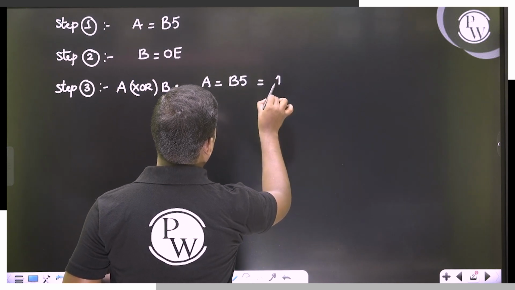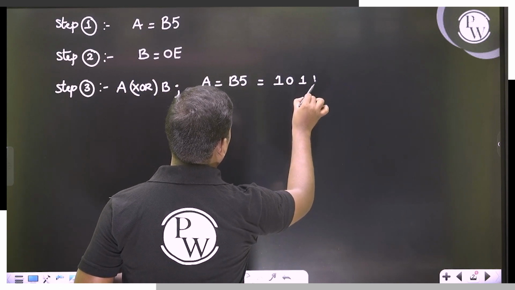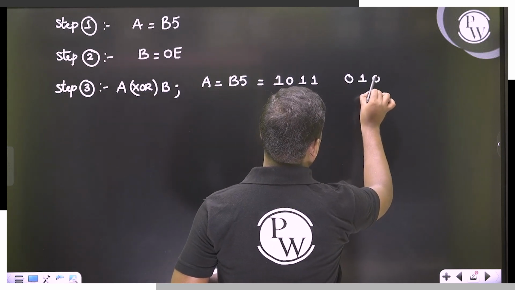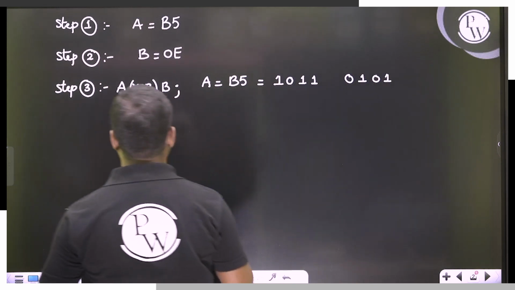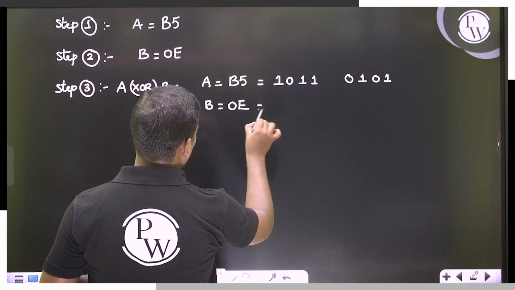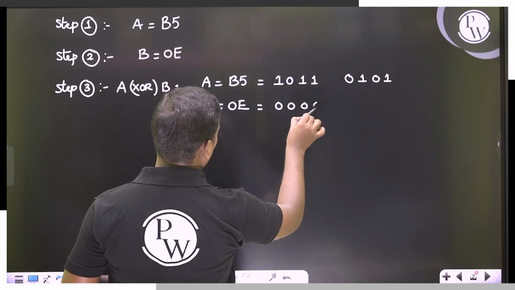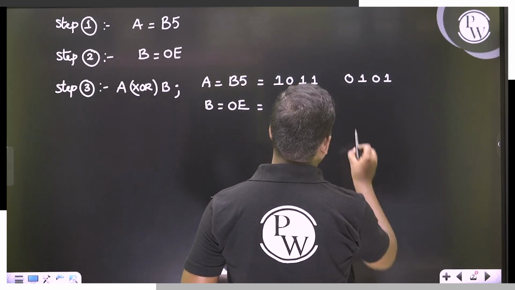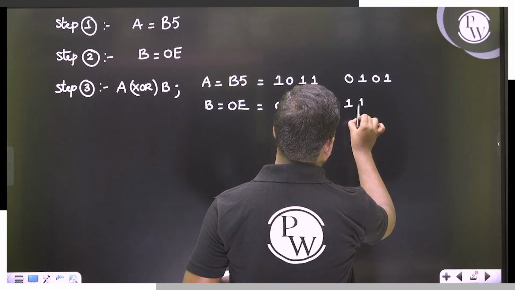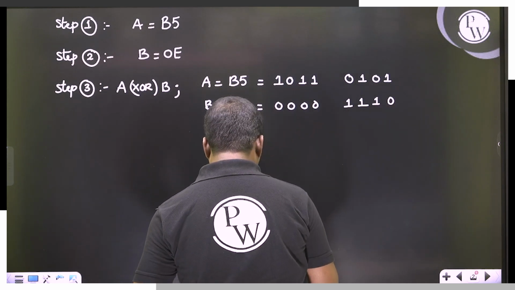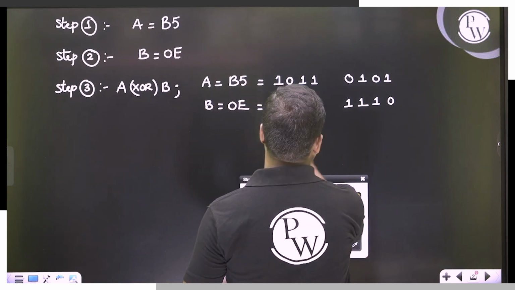B5 means it is 1011 0101. Next, B is 0E. That is 0000, and A is 10, B is 11, C is 12, D is 13, E is 14. So that means 1110. You must be very clear about this. Be careful in solving this question.